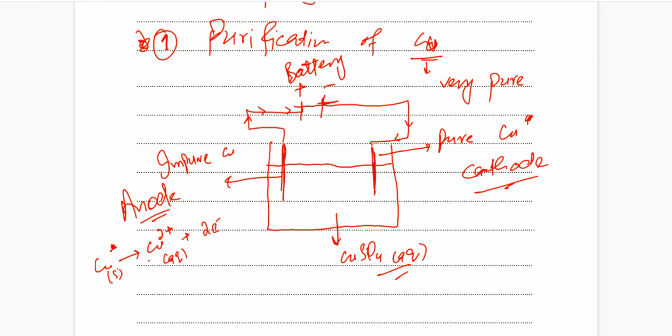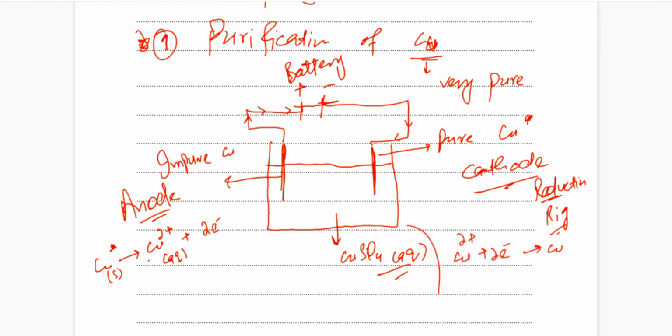You will see that copper on the cathode will be reduced. You know that on the cathode reduction takes place, and reduction is the gain of electrons. So copper Cu plus 2 will gain electrons, and copper solid will be deposited on this. Only the copper which is being oxidized over here will be reduced over here, and this will become a bit thick, and this will start becoming thin with the passage of time.